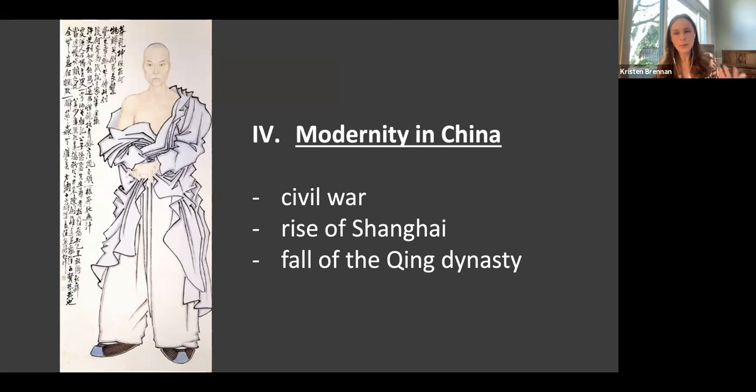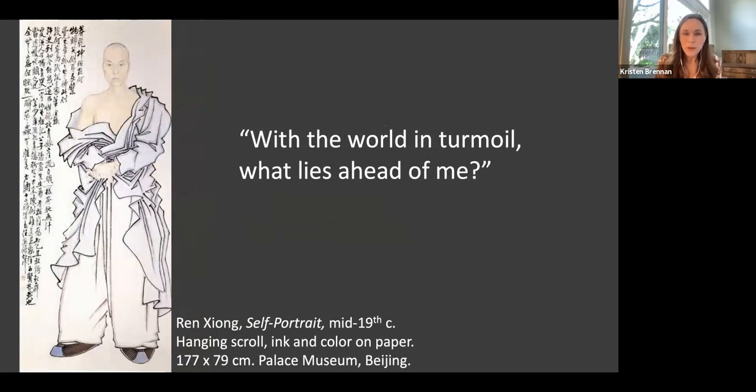He also pictures himself as somewhat tormented, this representation that fits with what we know about his life and this tragic period in which he was living. And many of the clues that we have from this come from the historical circumstances, which I'll discuss in a minute: civil war, the rise of Shanghai as an international city, and of course the fall of the Qing dynasty. Here we see the first few words that Ren Xiong uses on his inscription. And so we'll turn to the inscription now as something that helps us to understand a little bit more about what he's trying to convey.